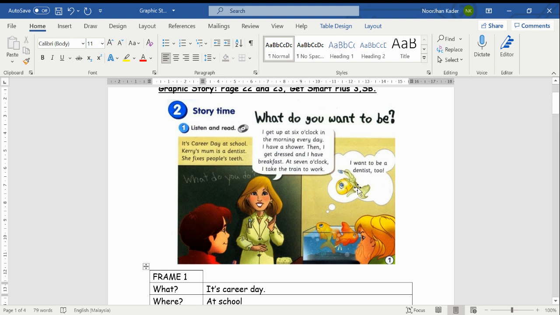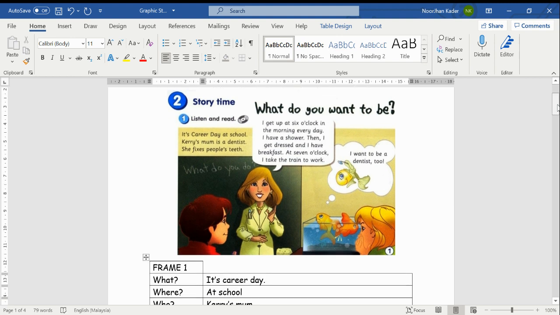And you can see this little yellow goldfish is actually murmuring, saying that I want to be a dentist too. So it's integrated into this frame. That's how the goldfish becomes a supporting character. But actually, the main character is Carrie's mom. Actually, there are three main characters. The first one is Carrie's mom, who is a dentist. So let's see the answers, whether they are correct.